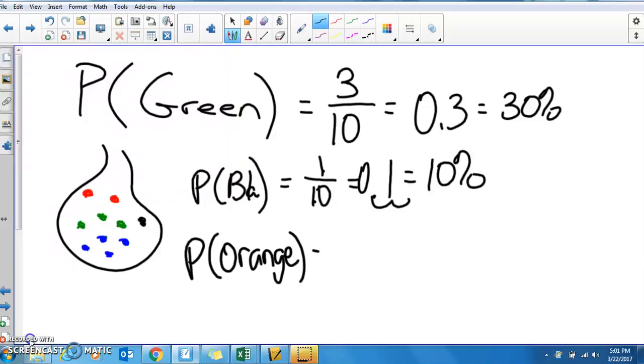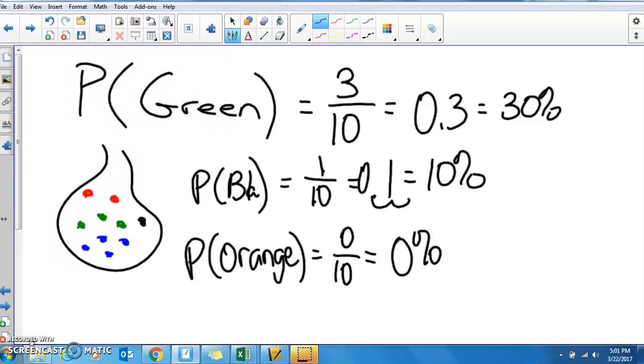What we're going to do is first figure out how many total marbles we have. We have 10, so our bottom number is going to be 10. And how many orange ones do we have? You look up here, you have red, green, blue, and black. We don't have any orange, so our probability of selecting orange would be 0 out of 10, which represents 0%. So sometimes you're going to have 0%, sometimes you would have 100%.